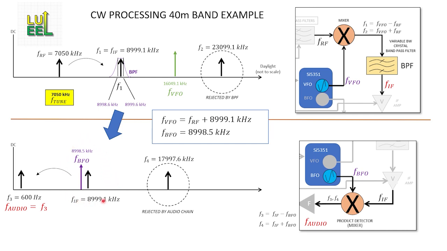I chose low side injection because doing so causes the pitch of the CW signal to increase as the dial is tuned above the transmission frequency. Choosing high side injection would create the opposite effect. The CW signal pitch would decrease as the dial is tuned above the transmission frequency. It's just a matter of personal preference.